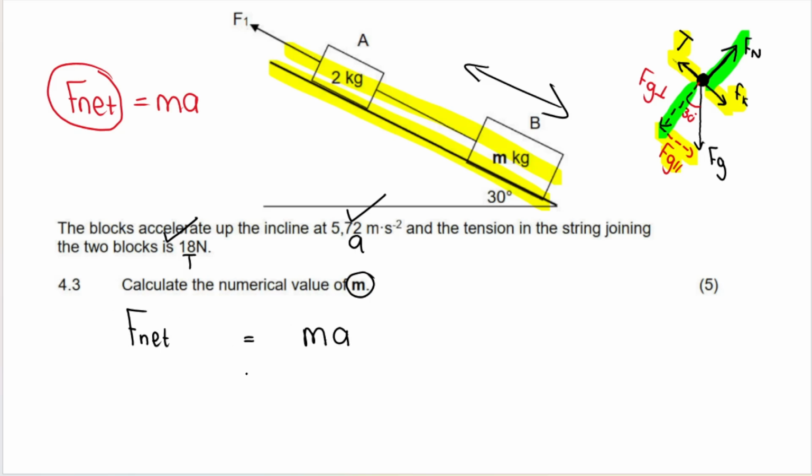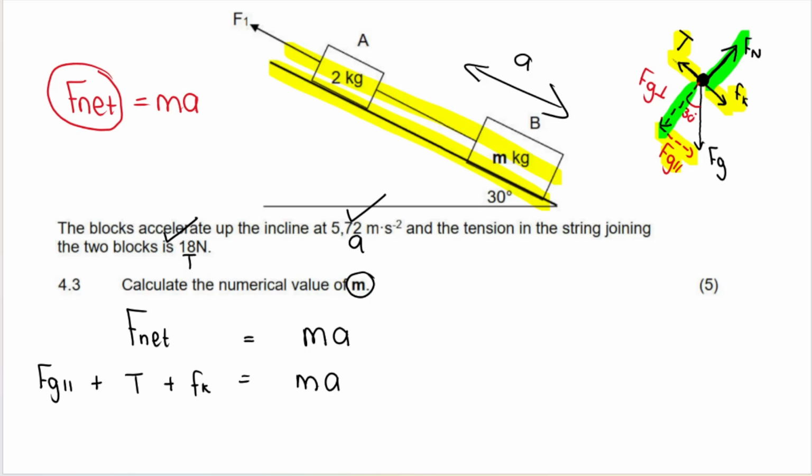Then F net is the sum of all the forces in the direction that I'm focusing on. And like I said in this question, I'm focusing on the parallel direction because the box is accelerating in the parallel direction, not in the perpendicular. So we're going to add up all those forces. We've got Fg parallel plus tension plus friction. So it's all the yellow forces that I've highlighted equals ma.